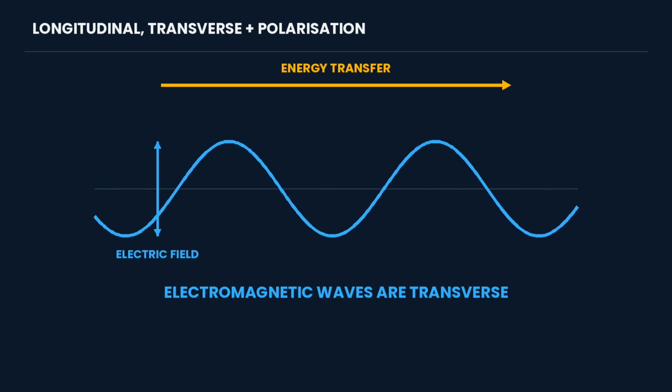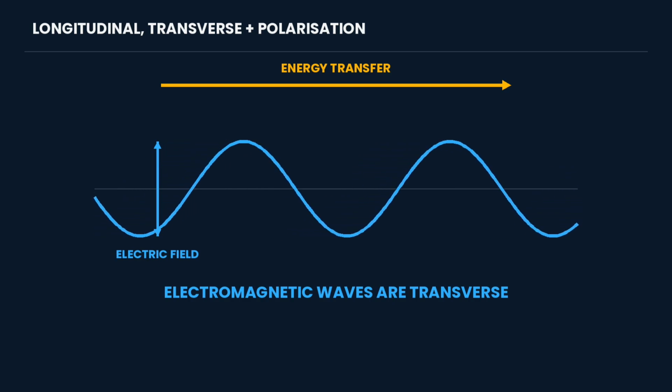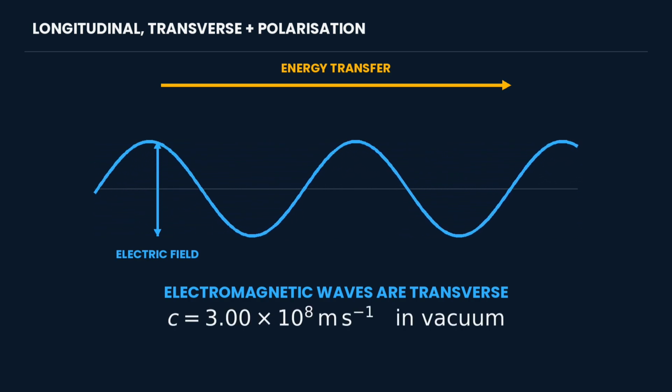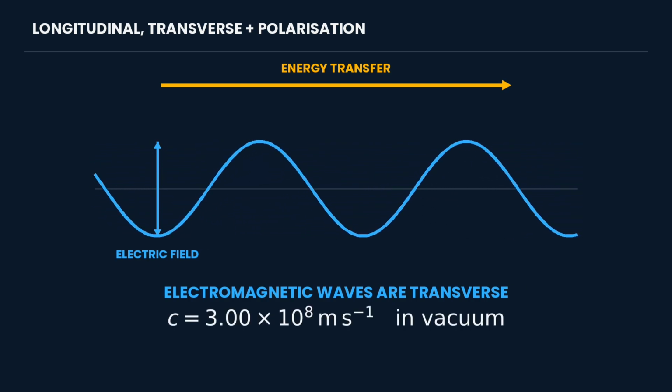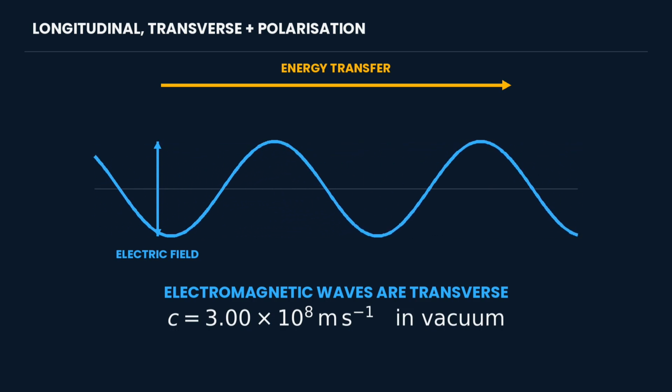Electromagnetic waves are also transverse, but the field oscillates rather than particles. All electromagnetic waves travel at 3.00 times 10 to the 8 meters per second in a vacuum. We call this the speed of light.